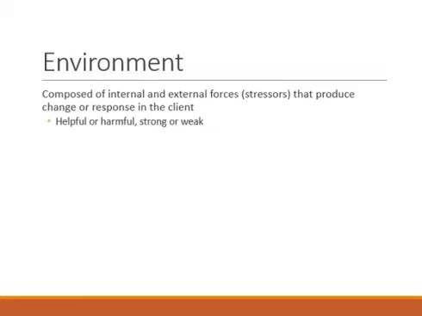So the environment is composed of internal and external forces or stressors, as we've mentioned before, that produce change or response in the client. So stressors may be helpful or harmful. They can be strong, they can be weak. But they're classified according to their relationship to the basic core of the client system. So stressors that are completely outside the basic core are termed extrapersonal and are either physical, such as the atmospheric temperature, or sociological, such as living in either a rural or an urban setting.